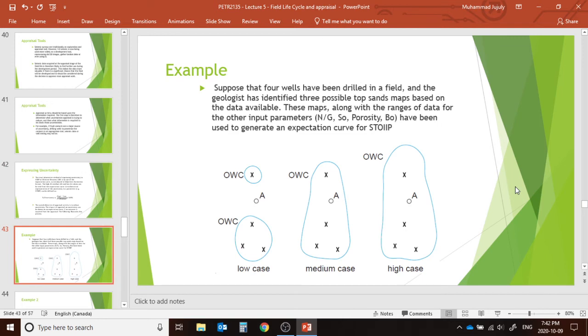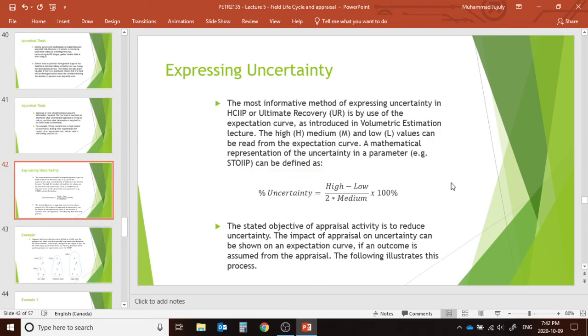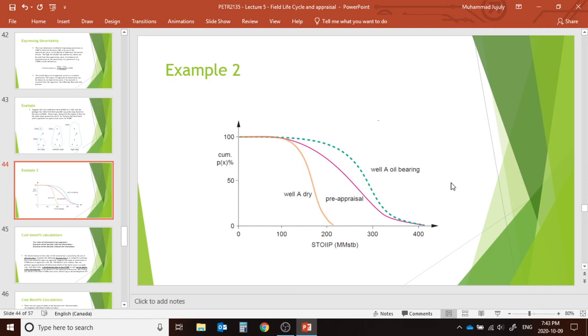Example like this, as you can see here, it's a low case. For instance, you actually found the oil here, so this is the oil water contact, and you get this low case. As you can see in this picture, it could be the medium, but if it's more, then we get the high case. Okay, so this is just an example of how it possibly works.